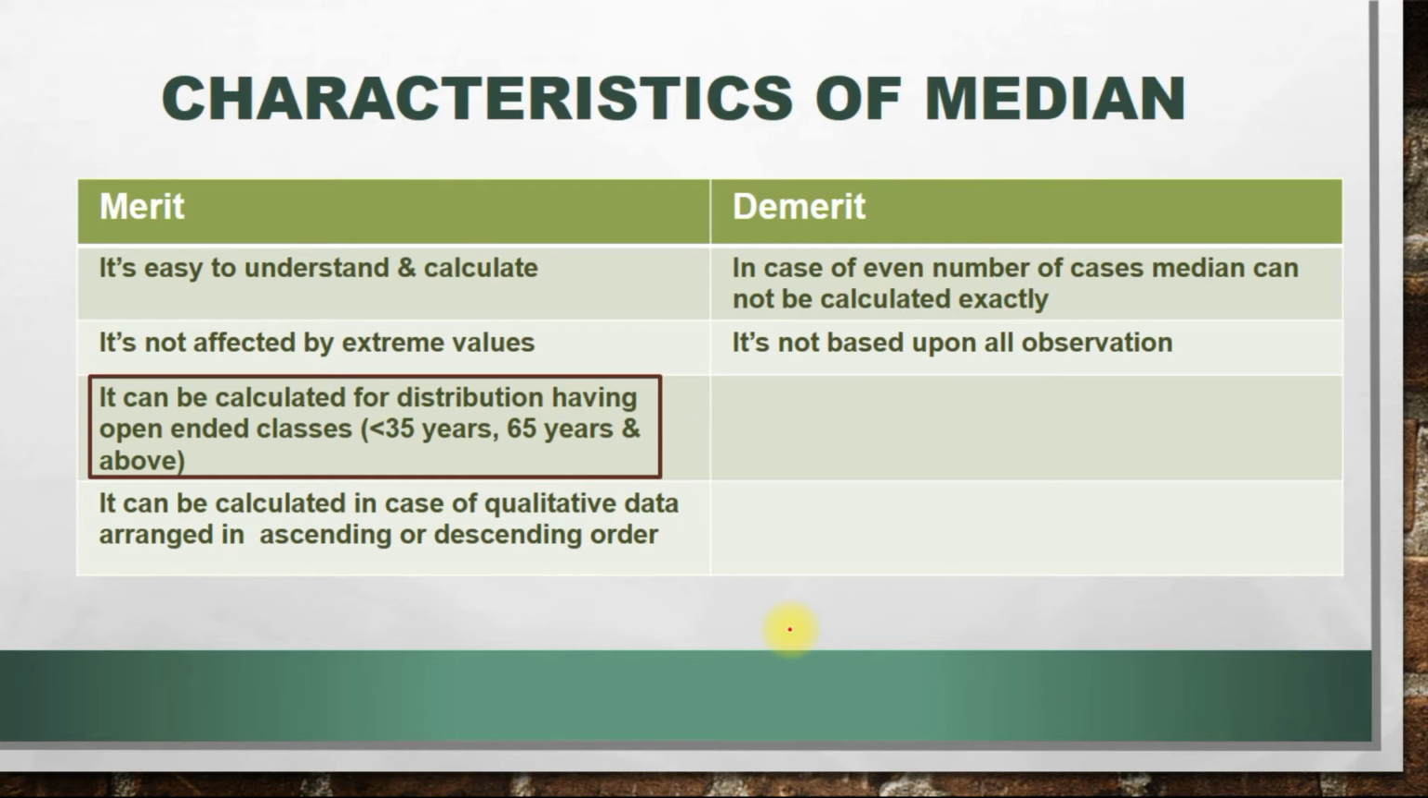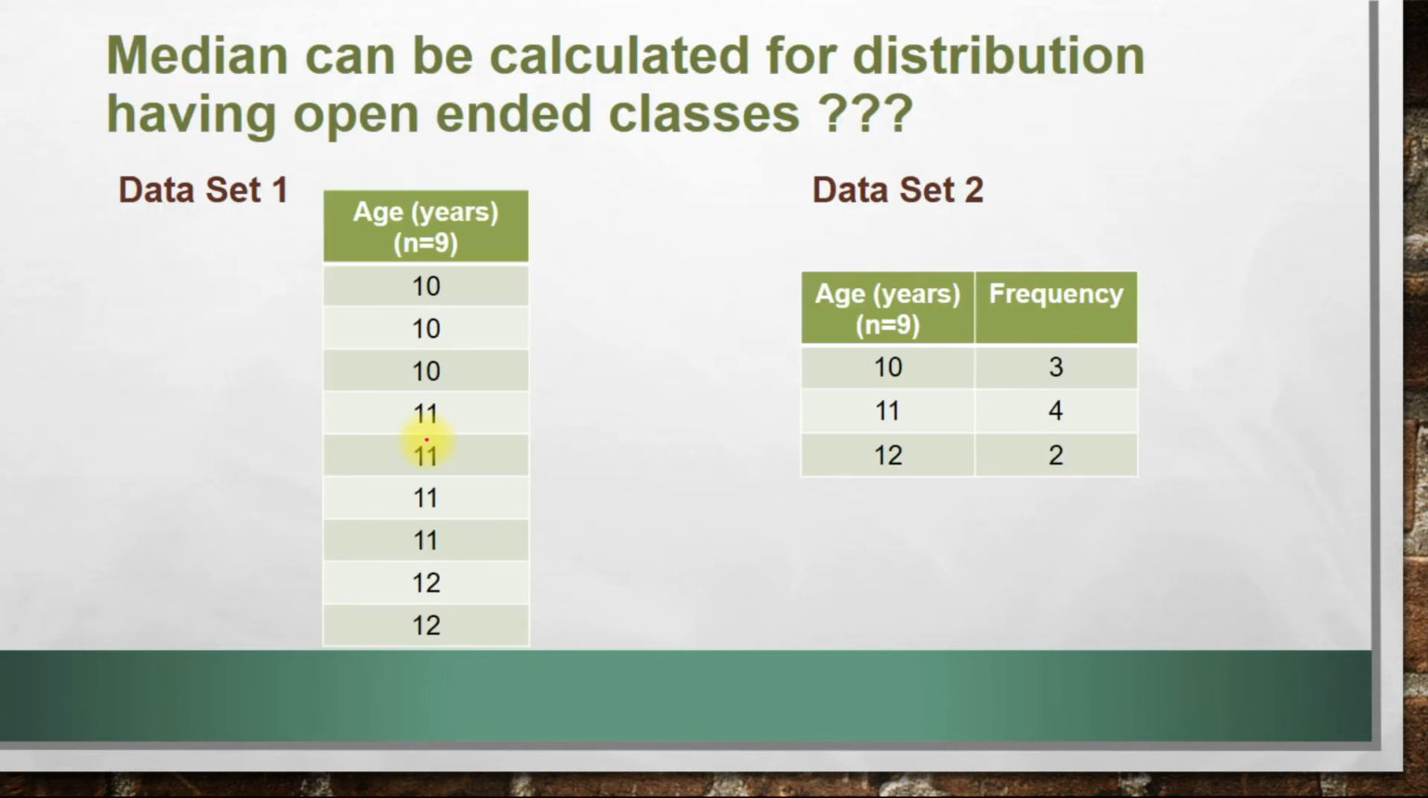The next characteristic of median is that it can be calculated for distributions having open-ended classes. As we discussed in the last video as well, open-ended means when one of the limits of the interval is not known. It could be either the lower limit or the upper limit, but at least one of the limits is not known. Then it is open-ended. To understand this point, that median can be calculated for distributions having open-ended classes, we have to go through one example.